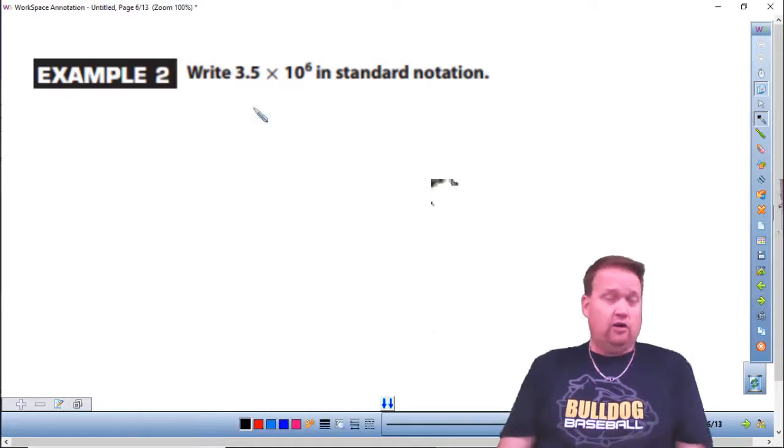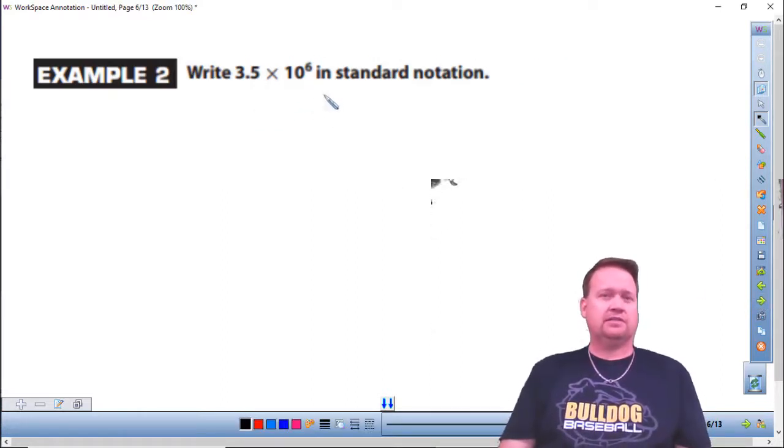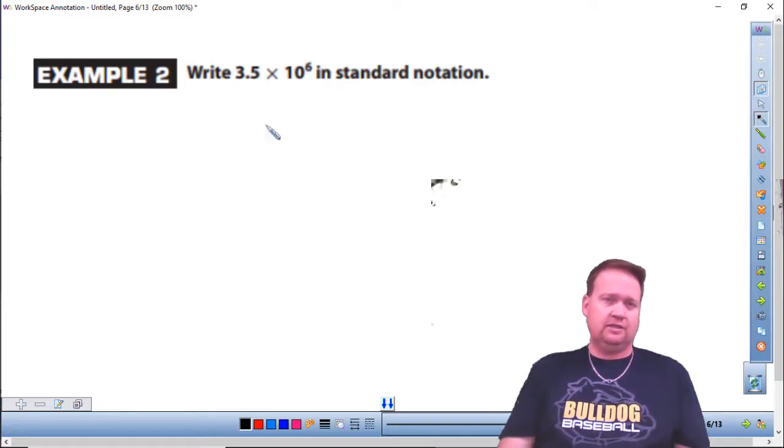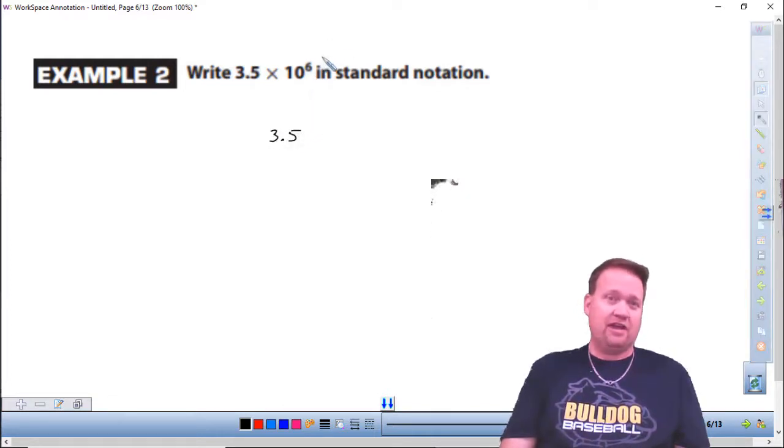Let's talk about going backwards. What if I already have a number in scientific notation and I want to turn it back into a standard number? So we're going to start with 3.5, and that times 10 to the 6 tells me that I'm going to be moving it 6 decimal places. So we're going to move this number 6 decimal places to the right, because it's a positive 6. It's a positive exponent. It's a really big number.